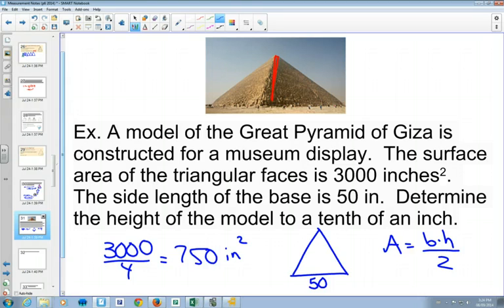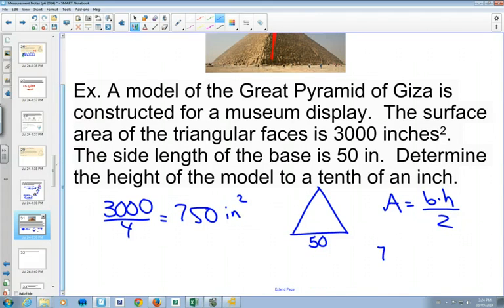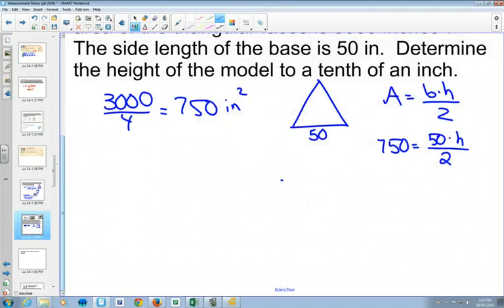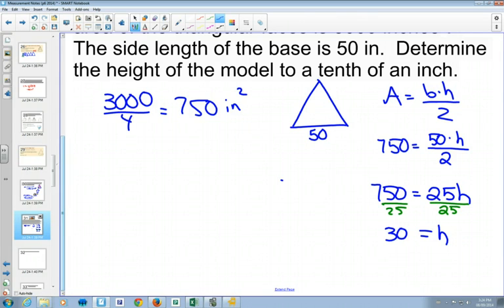So if I put in all the numbers, I can use my algebraic skills and figure out what the height is. So putting in all those numbers, I know the area is 750. I know my base is 50. I don't know my height. Divided by 2. And a little bit of algebra here. 50 divided by 2 is 25. If I want to get h by itself, I would need to divide both sides by 25. And I get a height of 30.